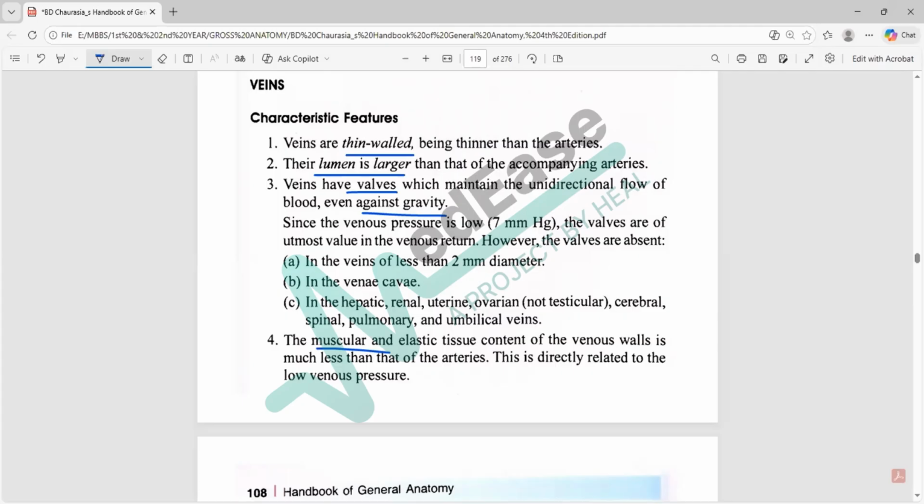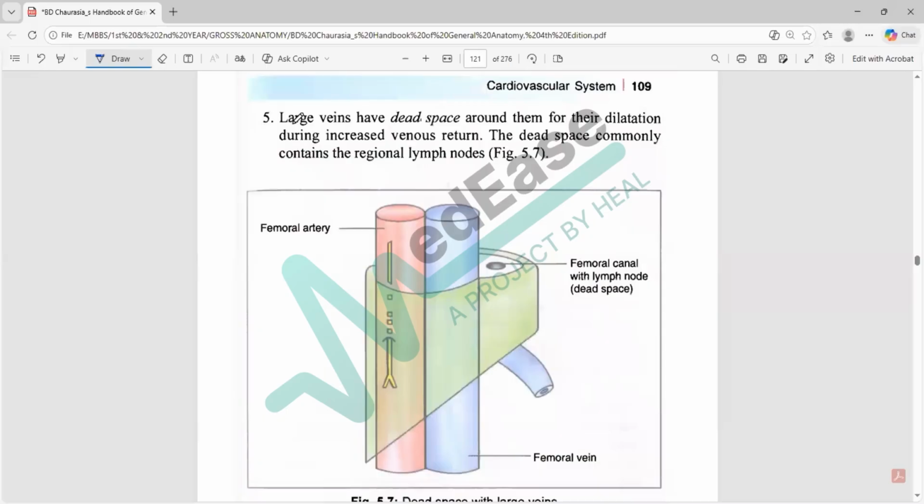Now, when we talk about part 5, this is most important. The large veins have the dead space. What is the dead space? Dead space is the empty space which may be dilated during increased venous return. Now, the dead space will also house the regional lymph nodes.